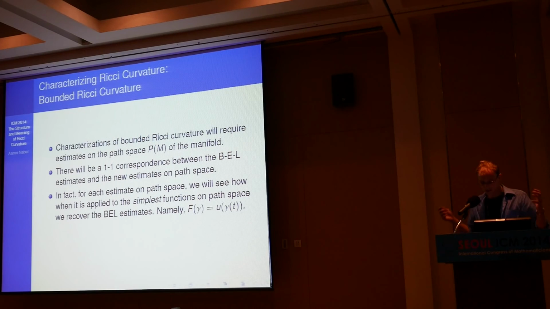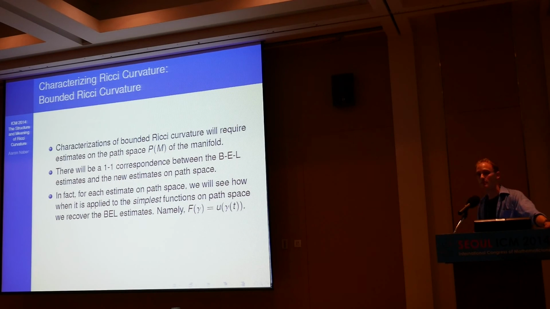So what do I mean by simplest function? Take a function on path space, which acts on a curve, and just looks at u of gamma of t. So u is a fixed function on M and t is a fixed time. So this gives us a function on path space. And when we apply the estimates to that simplest possible function, we actually completely recover Bakry-Émery. It is a natural generalization of Bakry-Émery to path space, which actually gives the upper bound of the Ricci curvature.